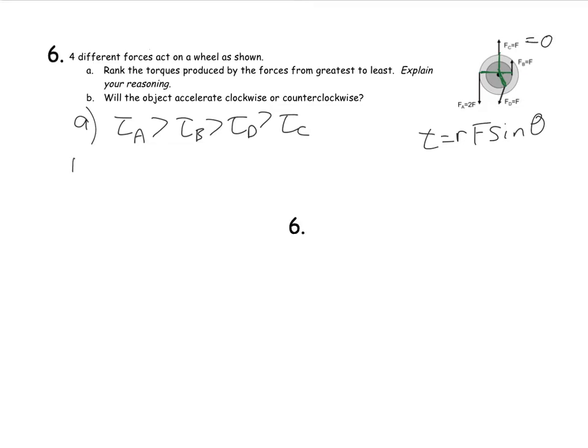For the next question, will the object accelerate clockwise or counterclockwise? I'm going to go ahead and think about the directions for each. So A is going to cause counterclockwise rotation. B is going to cause counterclockwise rotation as well. C doesn't do anything, and D is going to cause clockwise rotation. So we have A and B, our two biggest torques, and we know that B by itself is bigger than D. So with the addition of A, this is going to rotate counterclockwise.